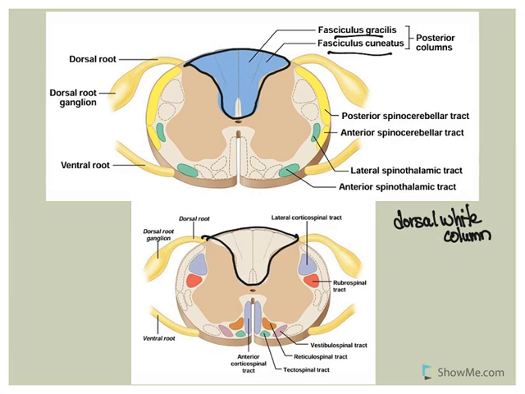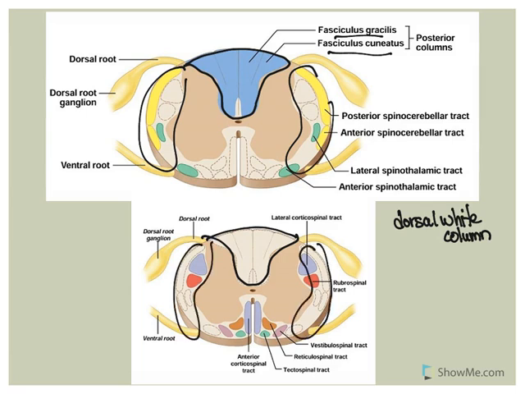The lateral white columns are on the sides. Okay, so we see here. You'll notice I see colors in the picture above, and I see colors in the picture on the side. So it does have both ascending and descending tracts. The spinocerebellar tracts are carrying information in regards to proprioception, things you don't have to think about, don't even know you're aware of. The lateral spinothalamic tract carries information in regards to pain and temperature.